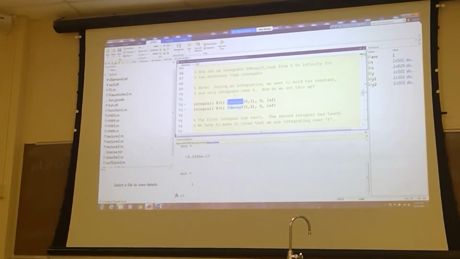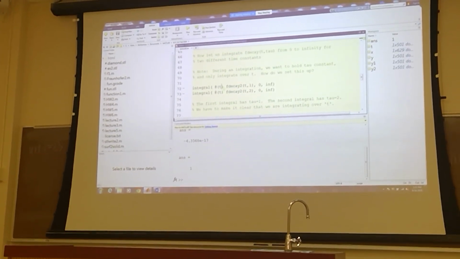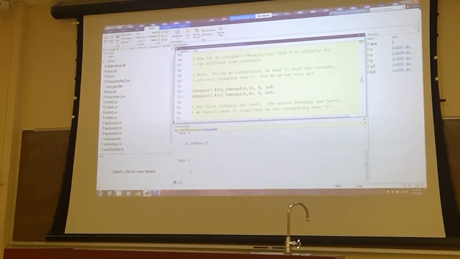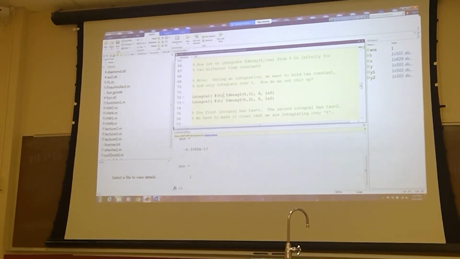So here's what I do. I put this at sign at t. Now it says, oh, when I see t, I know that I'm doing a function with respect to t.